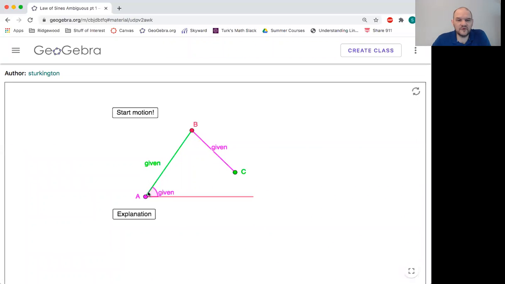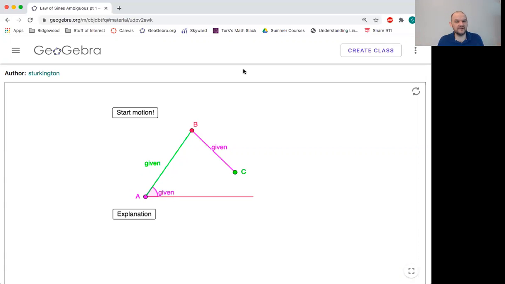Here's a scenario where we are given angle A. We are given side A, the side opposite angle A. And then we're given another side. So we actually have a side-angle pair, so it's a law of sines problem, but we don't have another angle. So there's a little more ambiguity here.